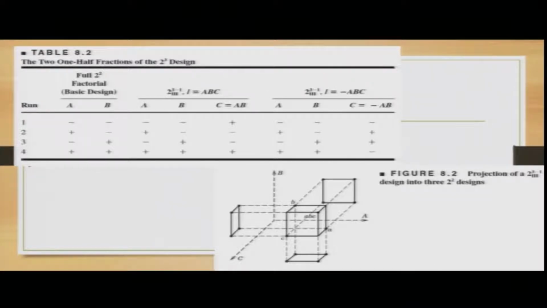You have the effects of A, which is basically, if you go through the columns, minus plus minus plus. Then you have the effects of B, which is given by minus minus plus plus, which signifies that the level of the runs for 1 and 2 is negative, and for 3 and 4 it is positive. Similarly, when I go to the combinations of 2 to the power 3 minus 1 (resolution III) with an effect where the identity factor is A, B, C, and in the other case is negative, then you basically have all the plus and minus signs given accordingly.